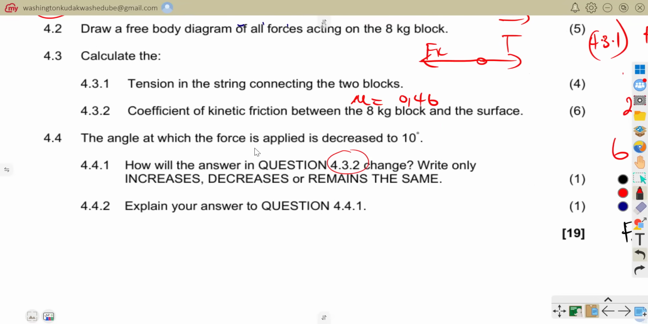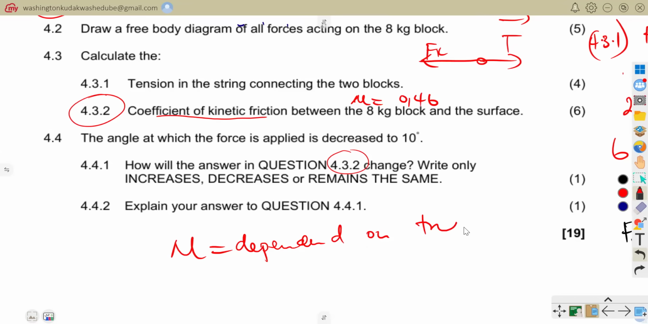So the answer here is for the coefficient of kinetic friction. The coefficient of kinetic friction is dependent on the surface of the plane. It does not depend on anything but the type of surface. So it will remain the same. This coefficient will remain the same.